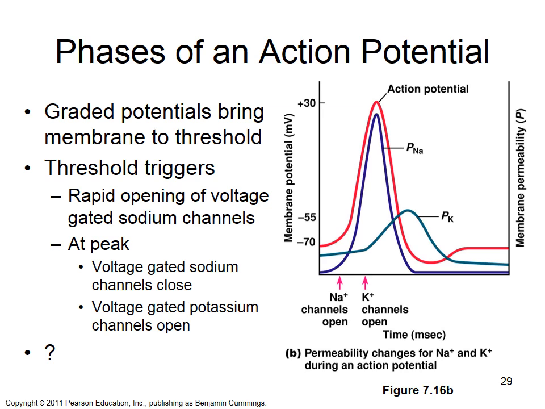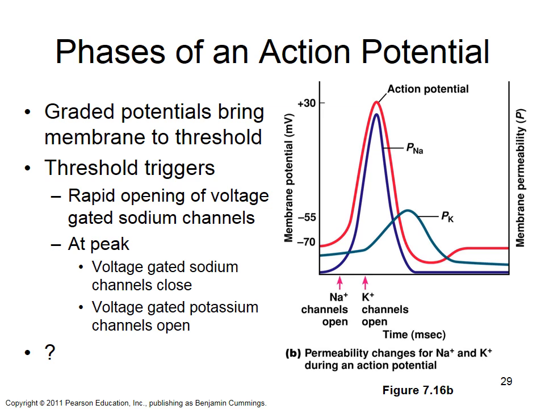So notice at rest, permeability to potassium is greater than sodium. Basically, the neuron's not permeable to sodium, but it is permeable to potassium because of those leak channels. At minus 55 millivolts, voltage-gated sodium channels open. So look at this, we get this huge increase in permeability to sodium, and that parallels the depolarization phase. So the cell becomes permeable to sodium.